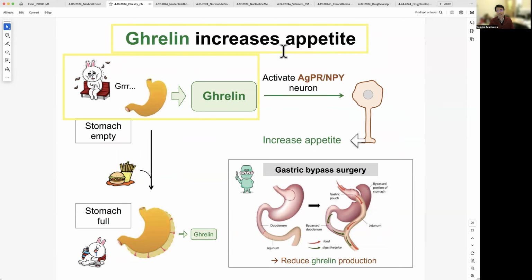Ghrelin increases appetite. So make sure you know those hormones I just mentioned and their function, whether it's going to decrease or increase appetite. And also where it comes from, the organs or tissues that the hormone is derived from. For ghrelin, it's the stomach. When your stomach makes a noise like this, it's going to produce ghrelin, right?